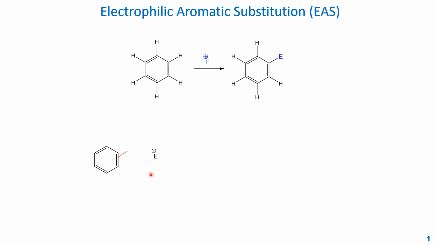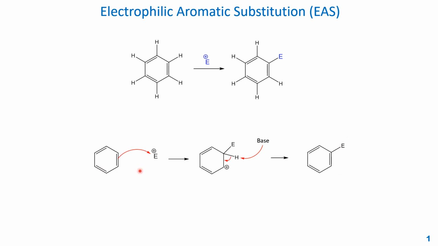And the pi electrons from the benzene will attack this electrophile to form an intermediate. It's a carbocation here. Then a base will deprotonate this proton. You can see the proton is bonded to the same carbon as the electrophile. And then the base deprotonation will push the electrons between the carbon and hydrogen back to here, forming a pi bond. So we'll regenerate a double bond here. So the product will be substituted benzene here.